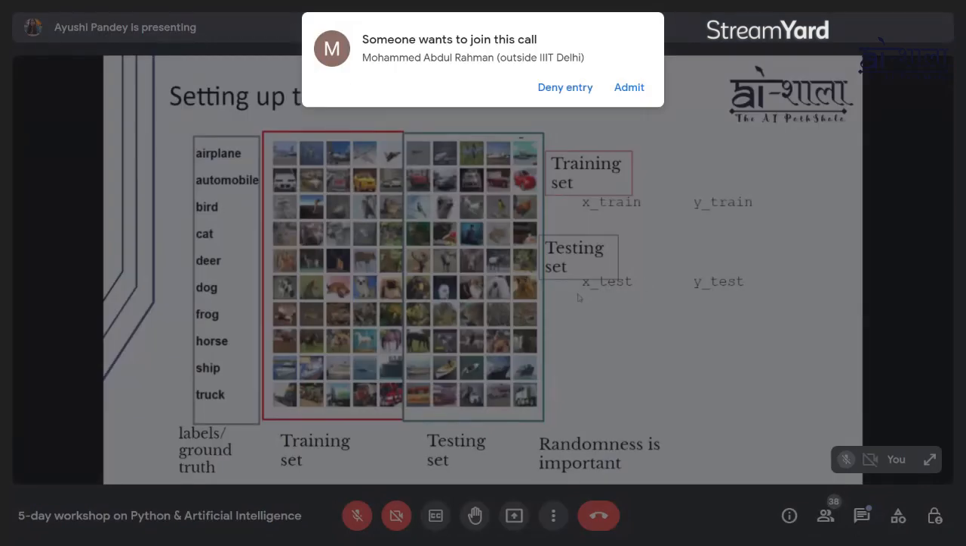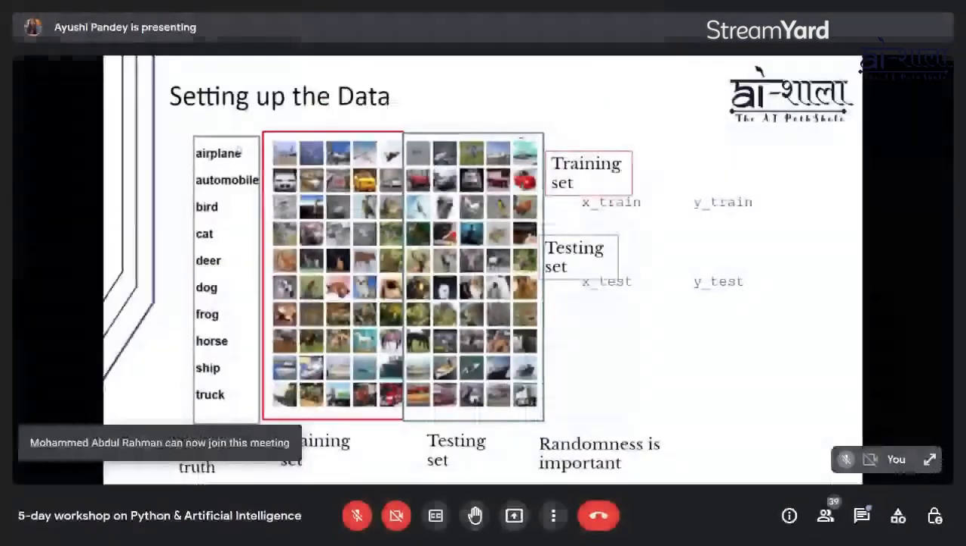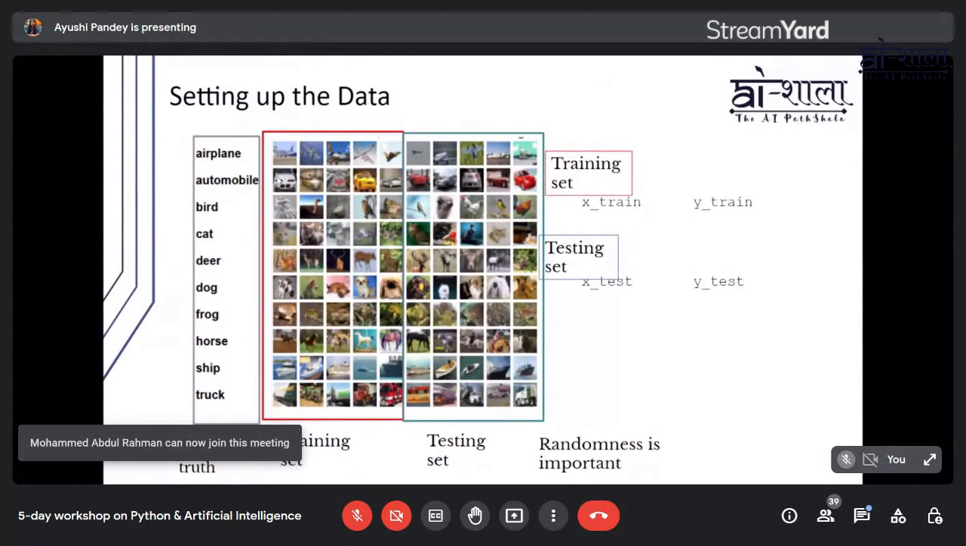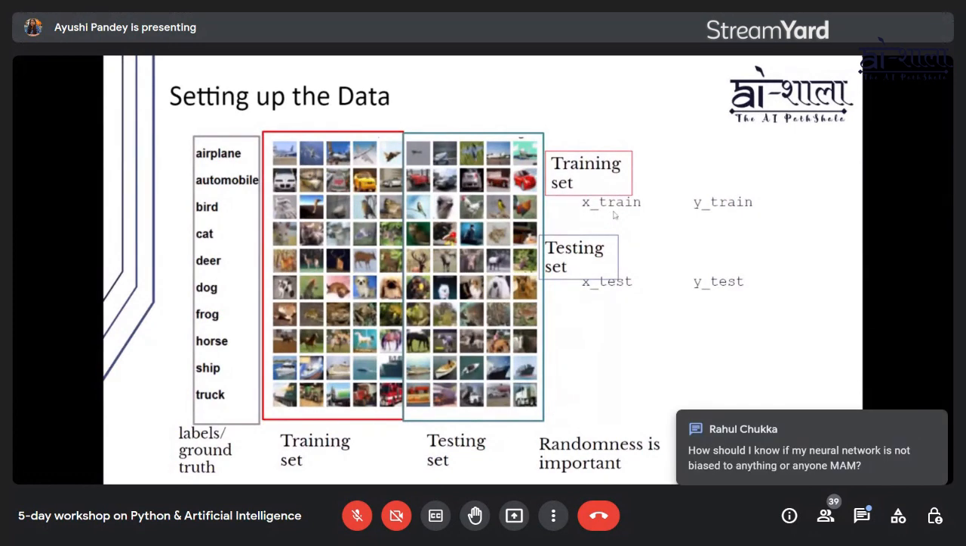So our data set is divided into testing and training. In testing, these images will go, and the labels are always associated. This image belongs to airplane, this image belongs to automobile. So our data is divided. And why do we have X train and Y train? Because we want our data divided into a training data set and a testing data set. And these are the labels.